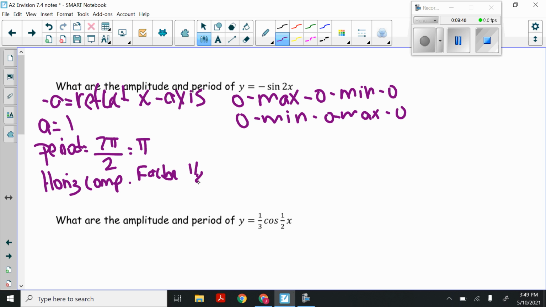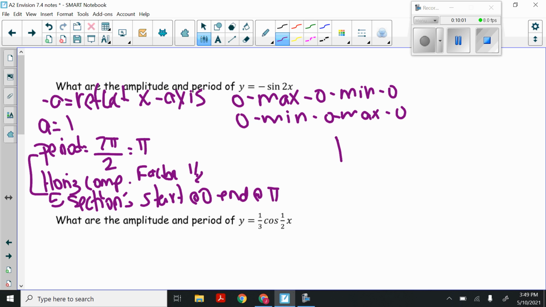Since it has a period of pi, again, I need 5 sections on my graph. So 5 sections start at 0. We always start at 0. End at pi this time. Okay? So here's my graph. Here's my 0. Okay? So now I know I'm going to end at pi. Okay? So I need 1, 2, 3, 4, 5.